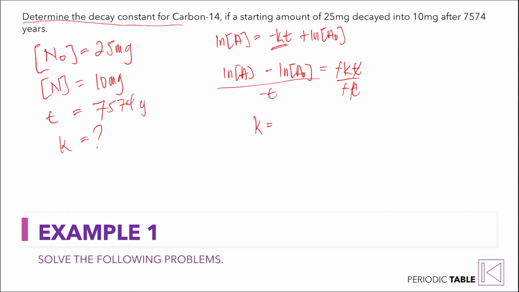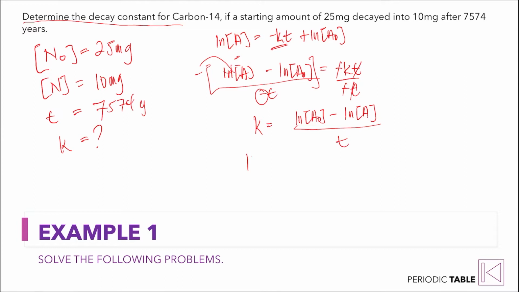So, ln A naught minus ln A over T. Okay, so paano nangyari yun? Parang nabaliktad yata, sir. Negative sign here was actually redistributed in this one. So, yung ln A magiging negative, at yung ln A naught, which is a negative na, negative times negative, magiging positive, kaya ln A naught minus ln A over T. This is the final equation.